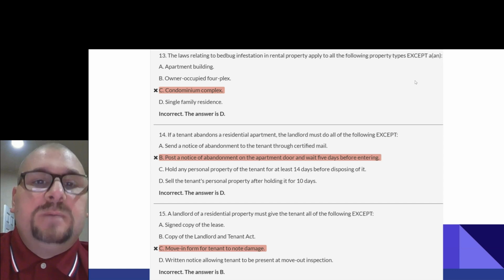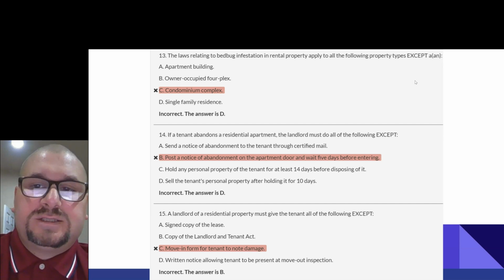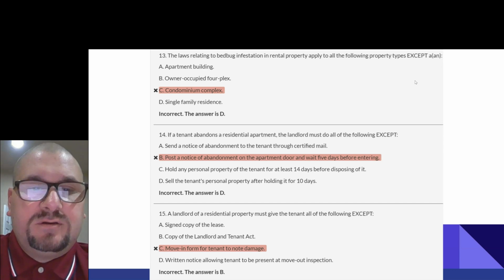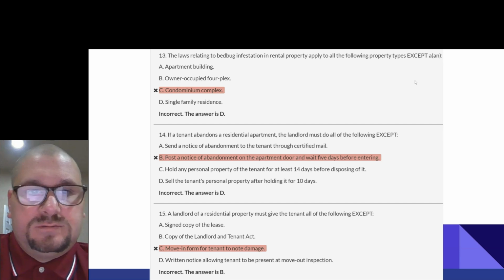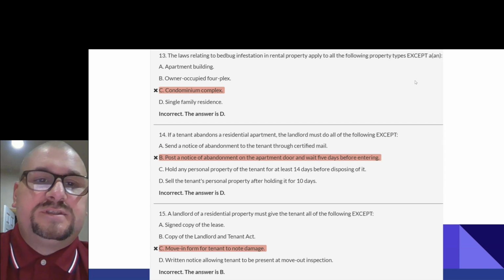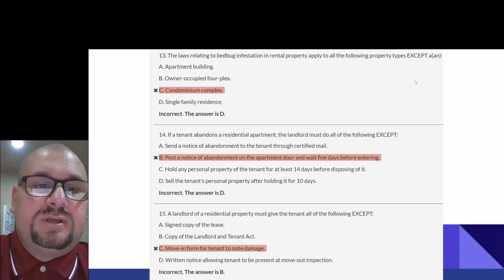If a tenant abandons a residential apartment, the landlord must do all of the following except what? Except sell the tenant's personal property after holding it for 10 days. So if a tenant abandons a residential apartment, the landlord must do all the following except that one.